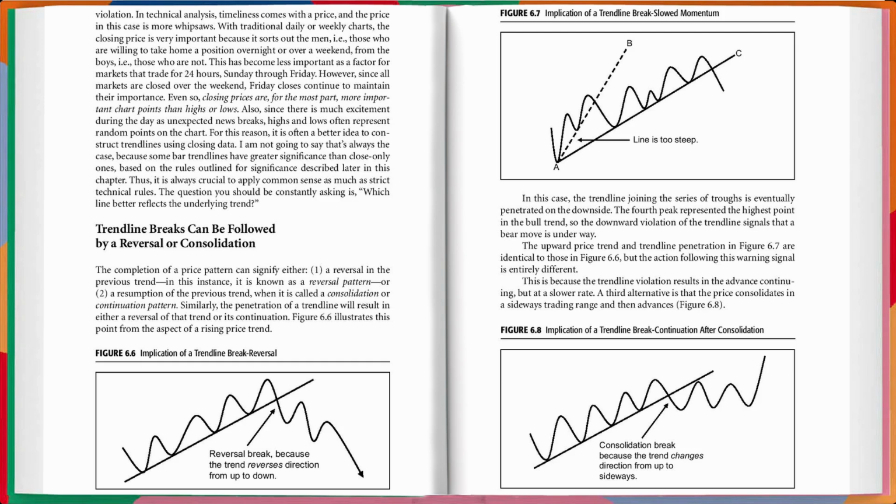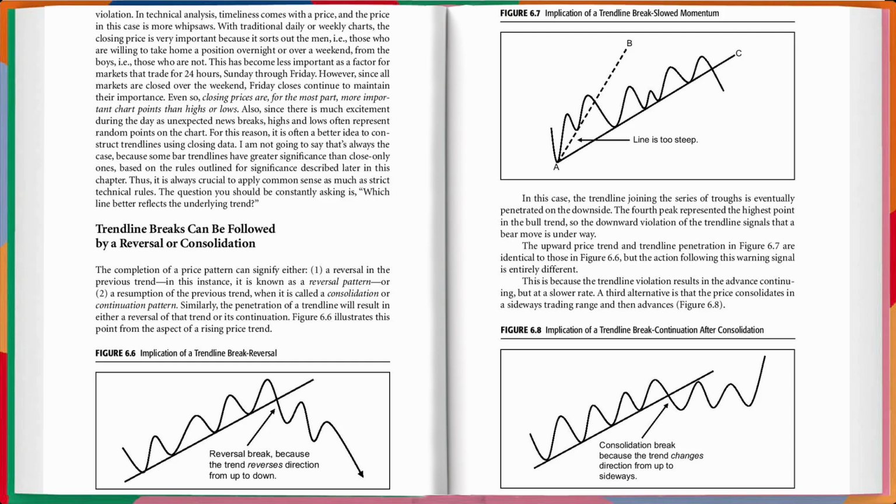Figure 6.6 illustrates this point from the aspect of a rising price trend. In this case, the trend line joining the series of troughs is eventually penetrated on the downside. The fourth peak represented the highest point in the bull trend, so the downward violation of the trendline signals that a bear move is underway.